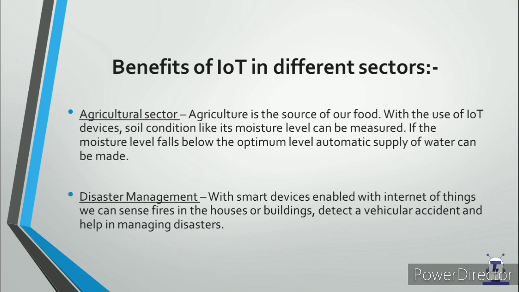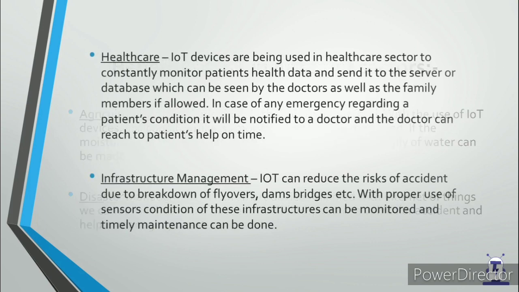Next comes disaster management. With smart devices enabled with Internet of Things, we can sense fires in houses or buildings, detect a vehicular accident and help in managing disasters. Healthcare sector. IoT devices are being used in the healthcare sector to constantly monitor patients' health data and send it to the server or database, which can be seen by other doctors as well as family members if allowed. In case of any emergency regarding a patient's condition, a doctor will be notified and can reach the patient's help on time.